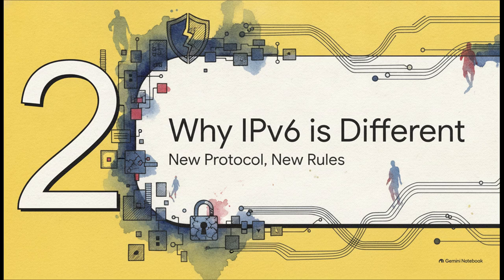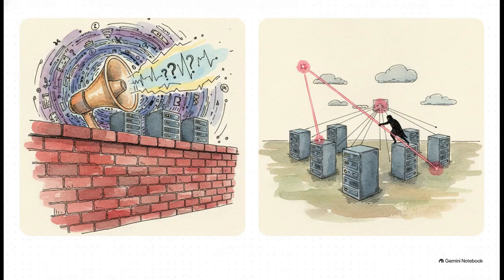Why IPv6 is different. New protocol, new rules. And this brilliantly illustrates a fundamental shift. IPv6 isn't just IPv4 with longer addresses, it structurally changes the game. In IPv4, we've leaned on NAT, Network Address Translation, for decades to hide our internal topology. It gave us a cozy layer of implicit protection. But in IPv6, there is absolutely no NAT by design. Direct internet exposure is the default state.